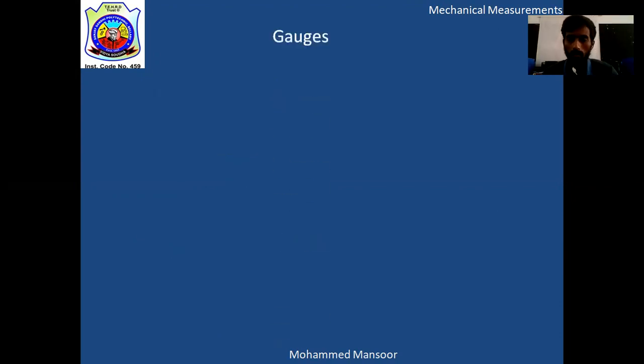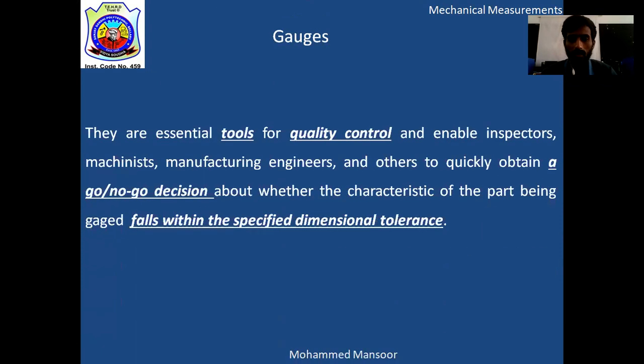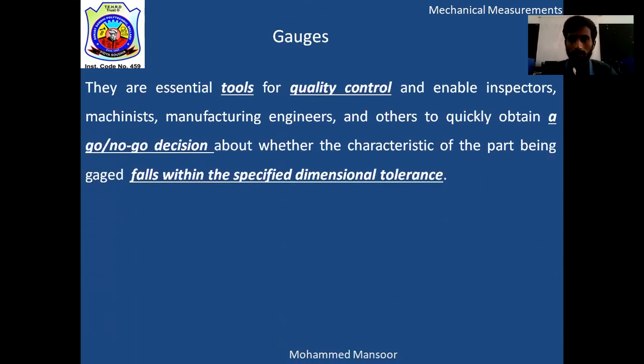Let us now study what we mean by gauge. Gauges are essential tools used for quality control in factories and manufacturing companies. These tools are used by mechanics, inspectors, and manufacturing engineers in order to decide whether to accept the product or not. We call this a go or no go decision.